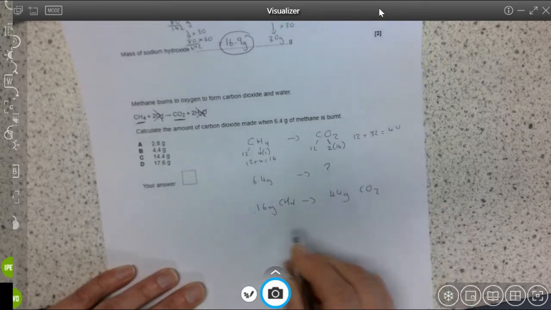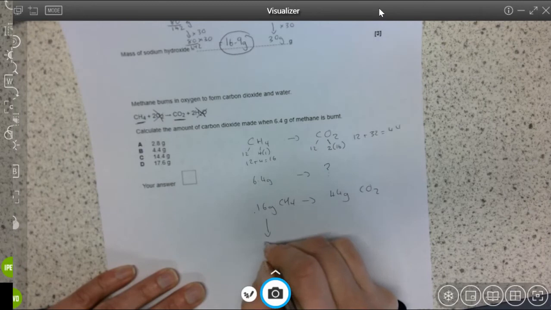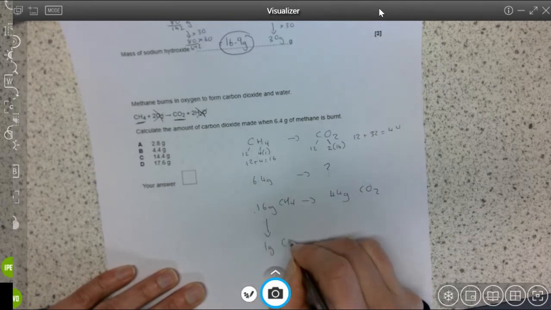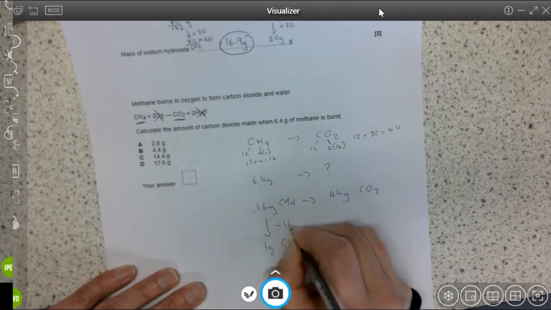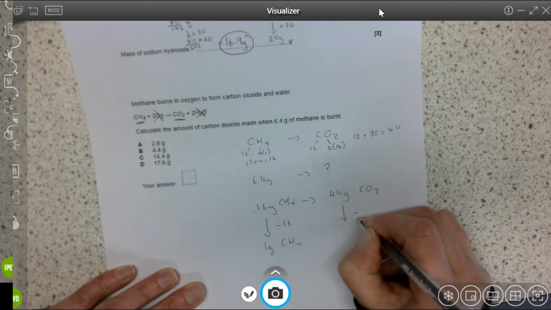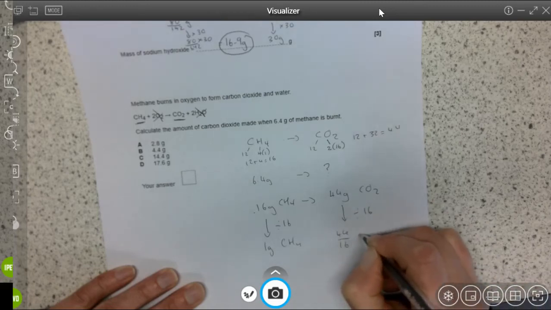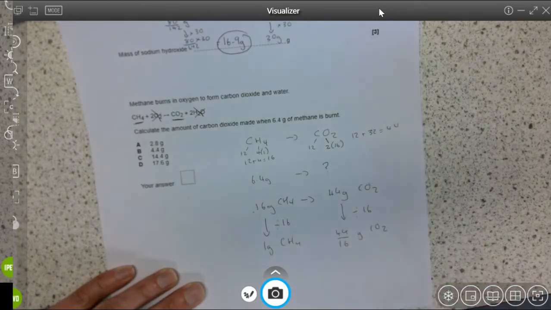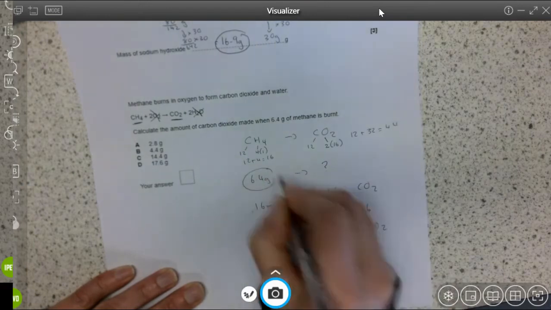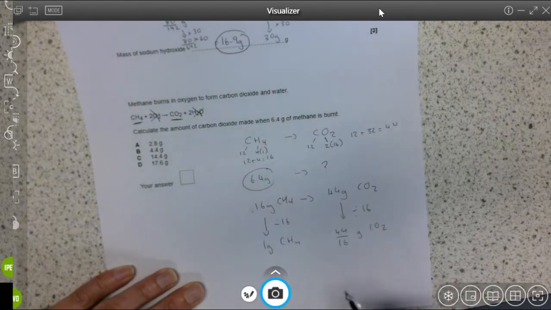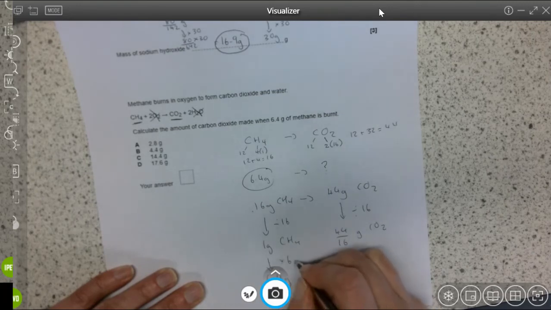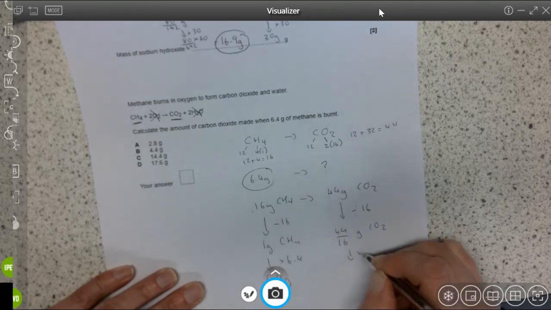So using ratios again, 1 gram of methane. So I've divided by 16 to get that. So I also need to divide by 16 on this side. So that's going to give me 44 over 16 grams of carbon dioxide. But I want to know how much I get if I burn 6.4 grams. So to get from 1 gram to 6.4 grams, I times by 6.4. So let's do the same to the right hand side.